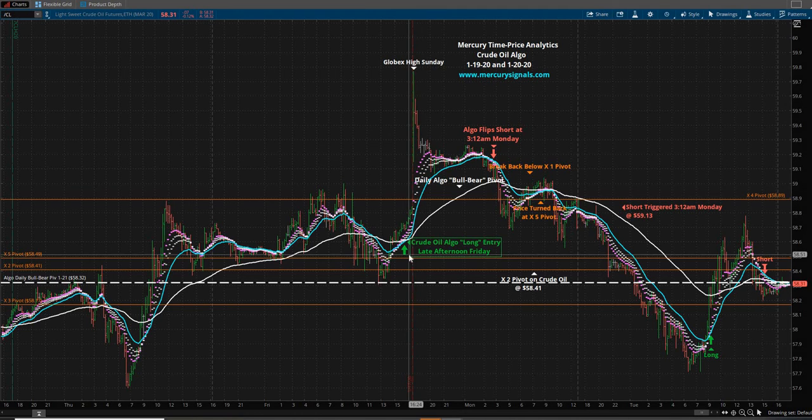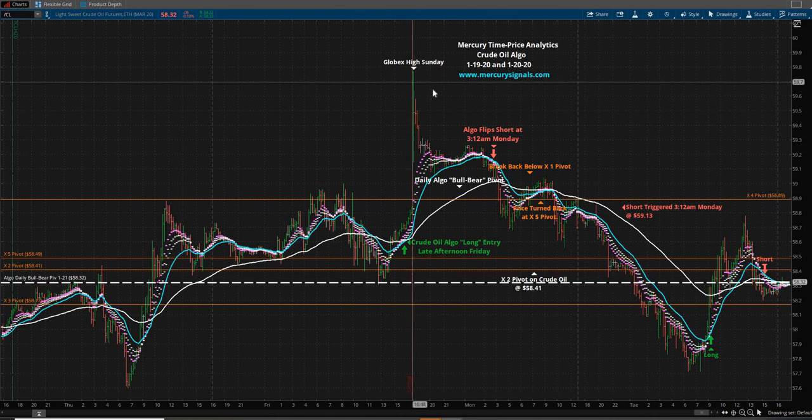So you had this move up here. The crude algo went long Friday afternoon at 3:30. And it was interesting because bonds did the same thing at the same time, went long at, if I said 3:30, I meant 3:12 Friday afternoon. Bonds and crude, same exact time, went long. And there was a Nigerian pipeline that exploded over the weekend, and that was where you got this gap from.